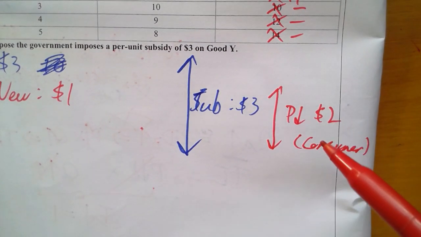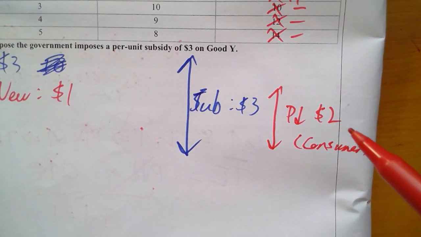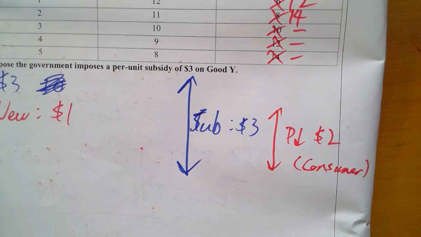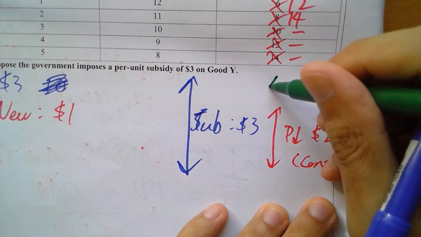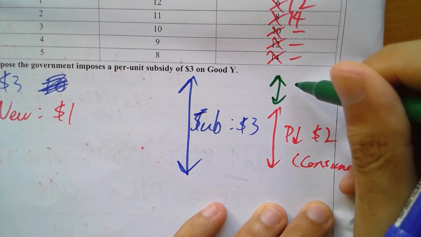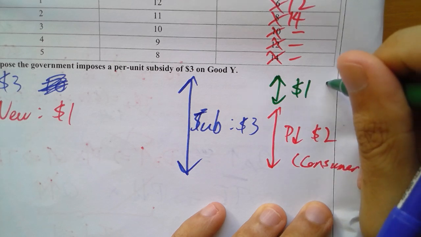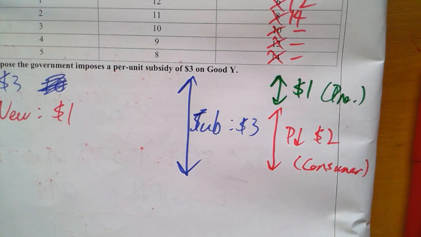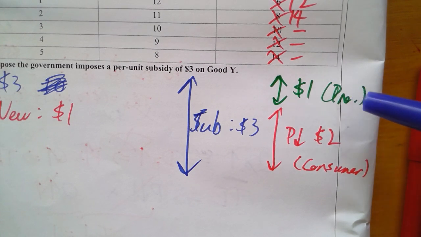Because this subsidy made him buy $2 cheaper, so actually he benefited by $2, right? Each unit he benefits by $2, OK? Then the rest, but the government has given a $3 subsidy. Where's the rest of the $1? The remaining $1 will be enjoyed by the producer. This is what we call the producer subsidy benefit.